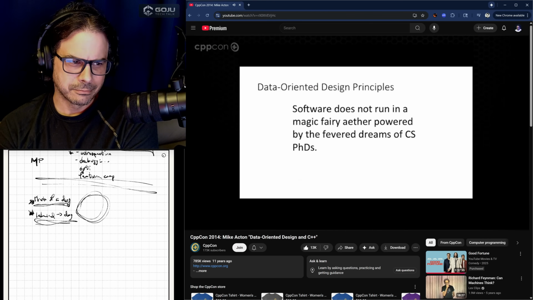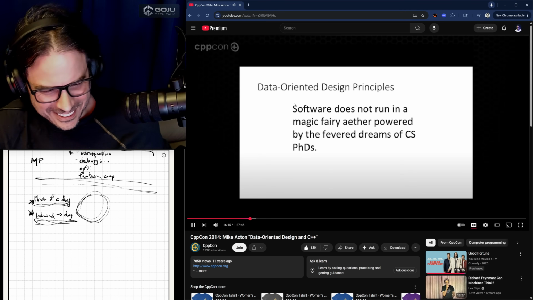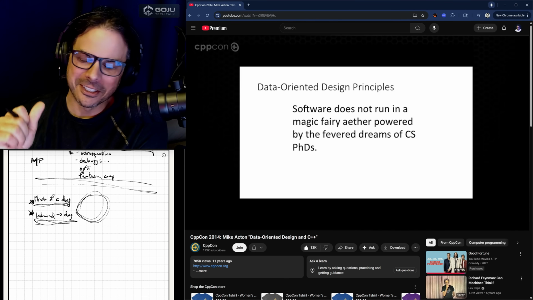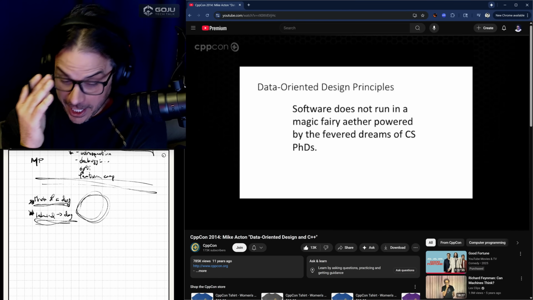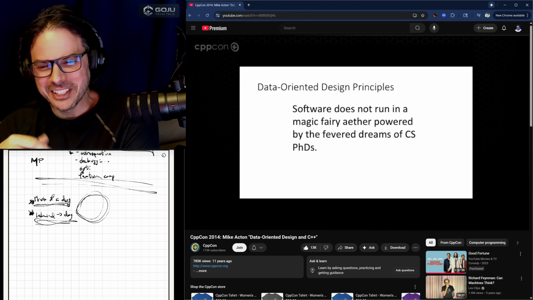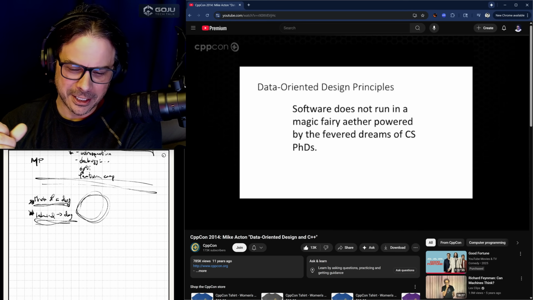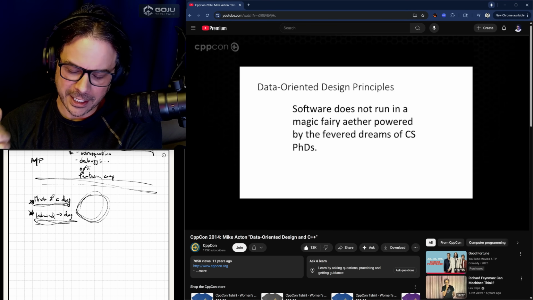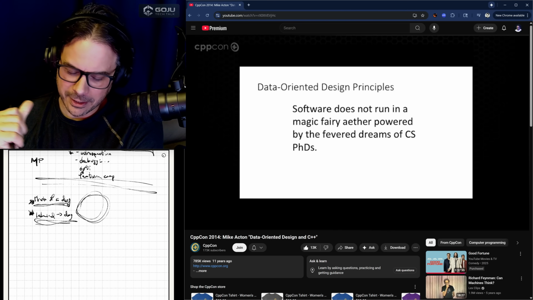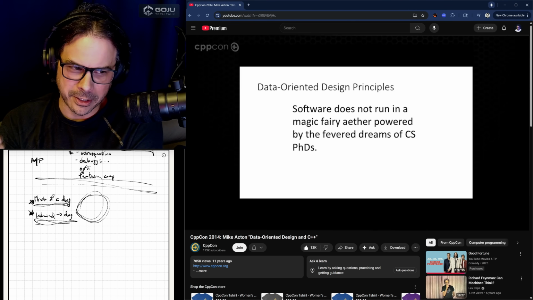Okay. And most importantly, I think, software does not run in a magic fairy ether powered by the fevered dreams of CS PhDs. So, brother, preaching to the choir here. I know a lot of these folks, and I love many of them. They're great, but sometimes, what's the saying? In theory, there's no difference between theory and practice, but in practice there is.